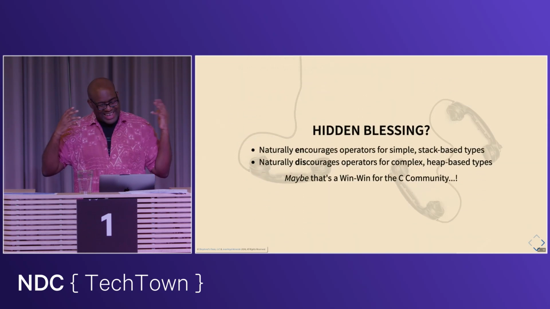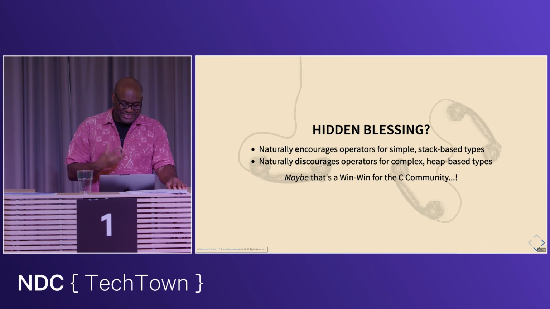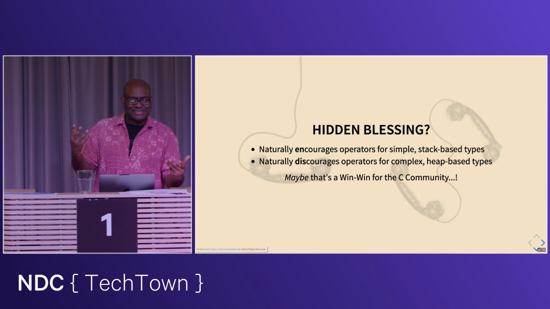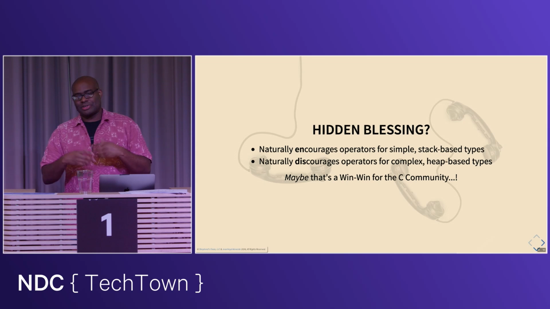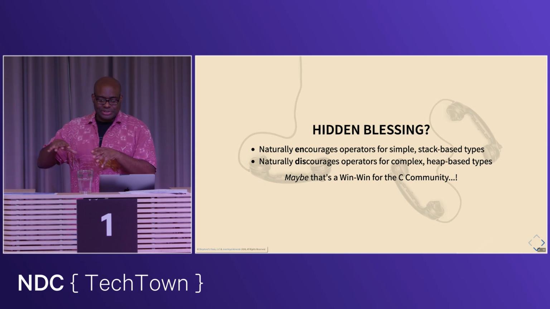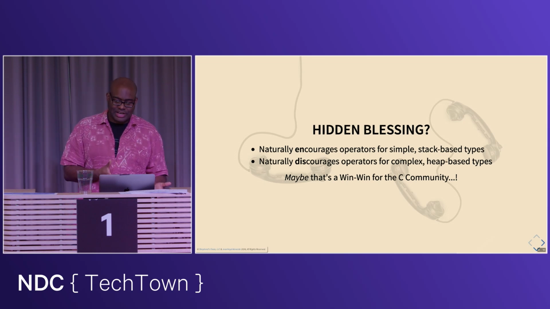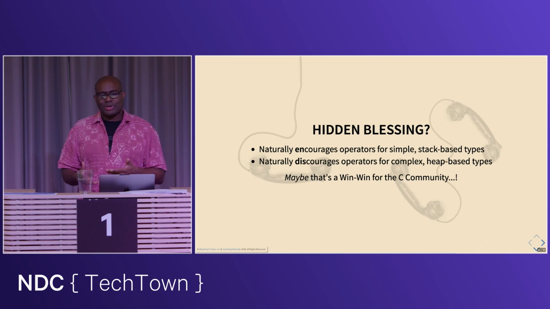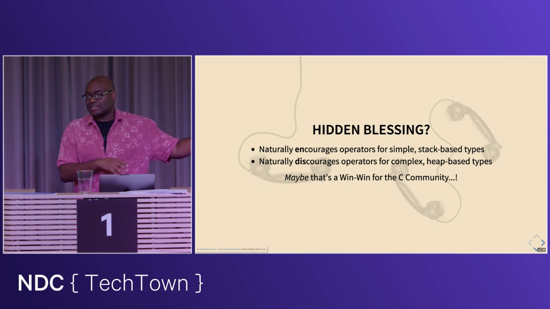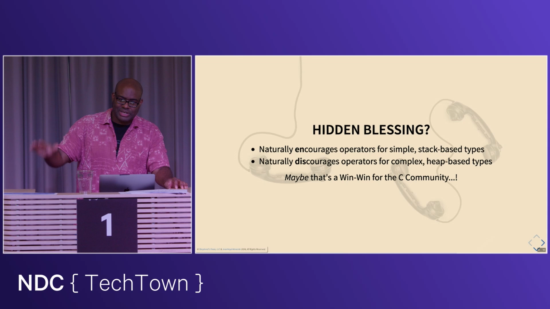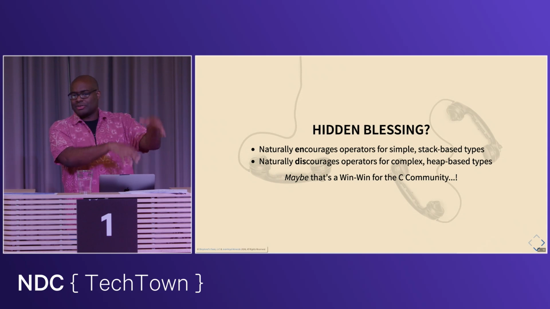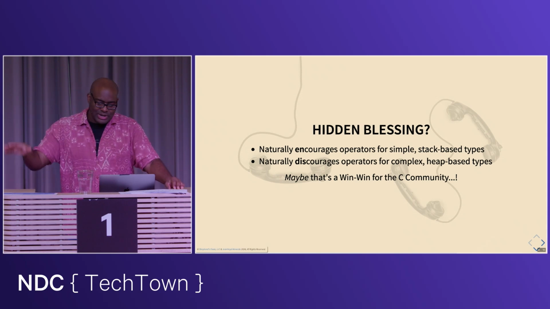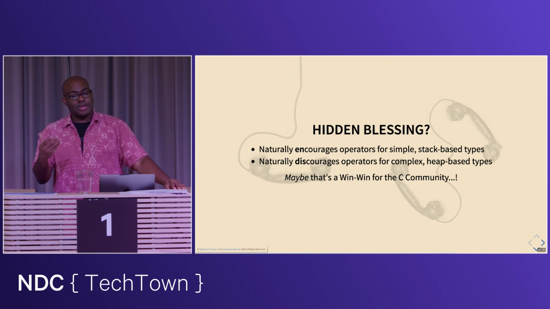And I hate to be this kind of person myself, but is this really a hidden blessing, right? So it naturally encourages operators for simple stack-based types that don't do any allocation, and it naturally discourages complex heap-based types, right? And so maybe that's a win-win for the C community, right? For the C++ community, they'd hate this, right? They'd be like, this is awful, I hate this, I want my big int type with my data inside and everything just a beautiful class, it's all encapsulated and everything's beautiful and perfect, and I have private with all the members and public with a beautiful interface, and they would hate this. But the C community, right? Maybe they'd actually prefer it this way.